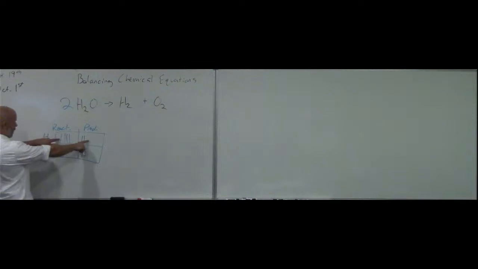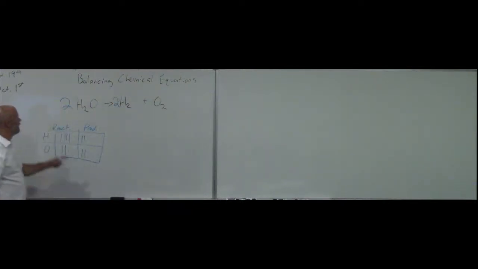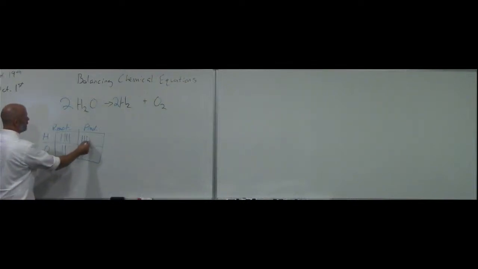I have another problem, right? I have too many hydrogens over here compared to here. How do I balance that? Multiply by 2. Right? And now when I do that, this goes up here and life's good. Everything comes together.